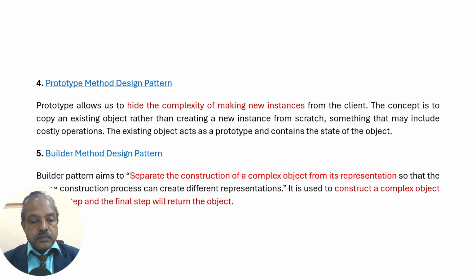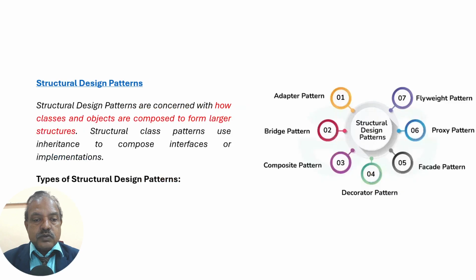Then the builder method design pattern. This is the last design pattern under creational. The builder pattern aims to separate the construction of a complex object from its representation. One is the representation, the second one is the construction. So the builder separates the construction from the representation so that the same construction process can create different representations. It is used to construct a complex object step by step, and the final step will return the object. Okay, these are the things you will understand.